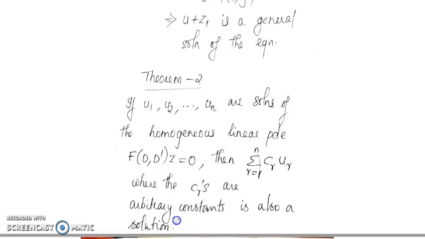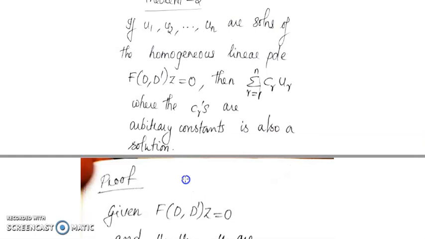So the second theorem is one we have also done for ODE. We use this result to write the complementary function. So if u1, u2, etc. un are solutions of a homogeneous linear PDE, f of d dash z equal to 0, then summation r equal to 1 to n cr ur, where crs are arbitrary constants, is also a solution. So if you have n solutions, then any linear combination of them is again a solution of the given linear homogeneous PDE.